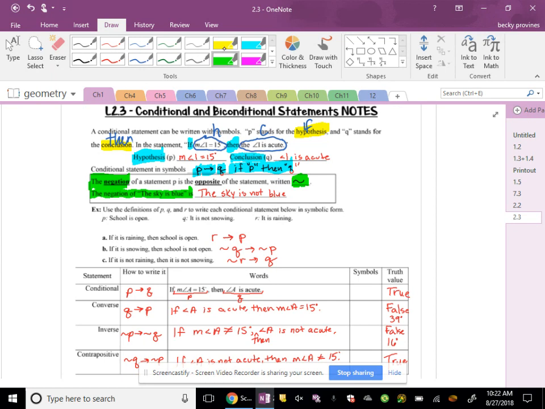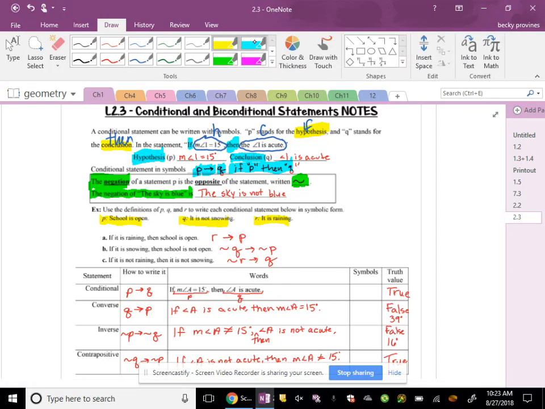So we're going to practice with negations. Now, there are 3 little pieces here, P, Q, and R. P, school's open. Q, it is not snowing. And R, it is raining. So we're going to have to read sentences A through C and see if the sentence is saying the same thing or the opposite. If it's the opposite, we have to use the new sign for negation.